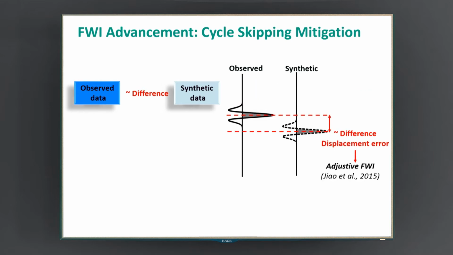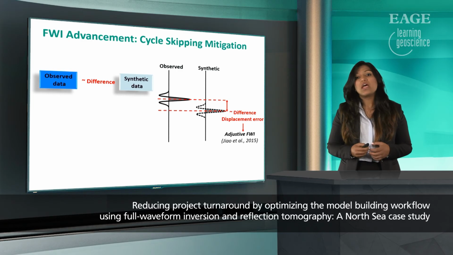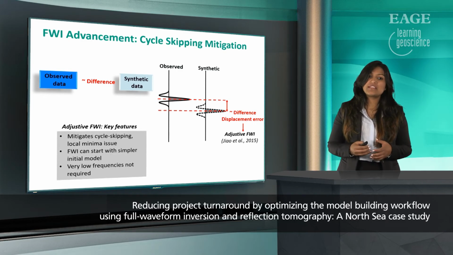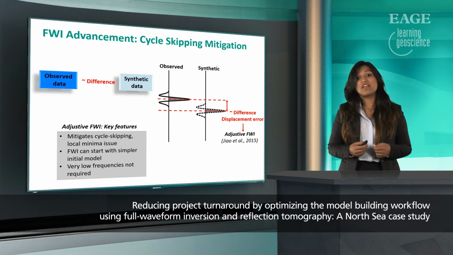However, with the recently published adjusted full waveform inversion, instead of directly subtracting the observed and the synthetic events, we search for the displacement error between these two and then update the model based on these errors. And thus it helps to mitigate the cycle skipping and correct for the big background errors in the model. This method is very useful in the cases where we don't have a good legacy velocity available, or even for the old acquisitions where we usually have low frequencies missing in the data or we have poor signal to noise ratio.